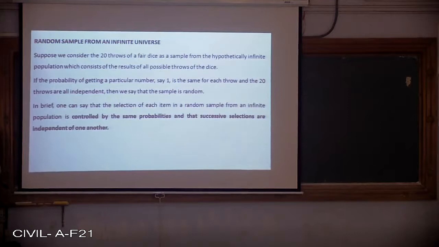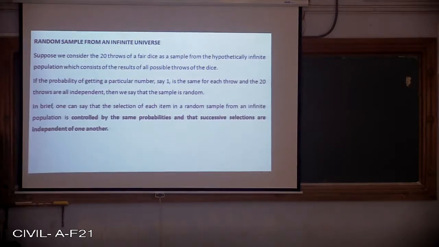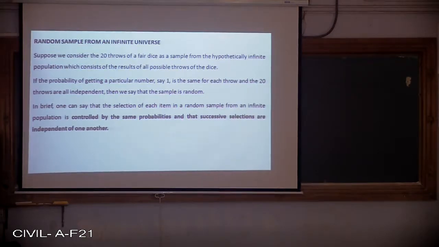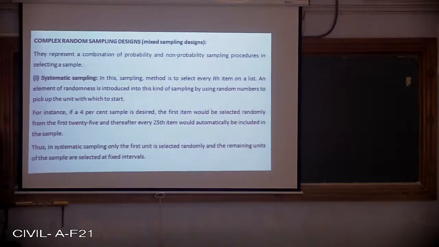A random sample for an infinite universe. One example is given here. Suppose we consider 20 throws of a fair dice as a sample from a hypothetical infinite population, which consists of results of all possible throws of dice. If the probability of getting a particular number, say 1, is the same for each throw and the 20 throws are all independent, then we say that the sample is random. In brief, one can say that selection of each item in a random sample from an infinite population is controlled by the same probabilities, and that successive selections are independent of one another. From an infinite universe, you can even have random selection.